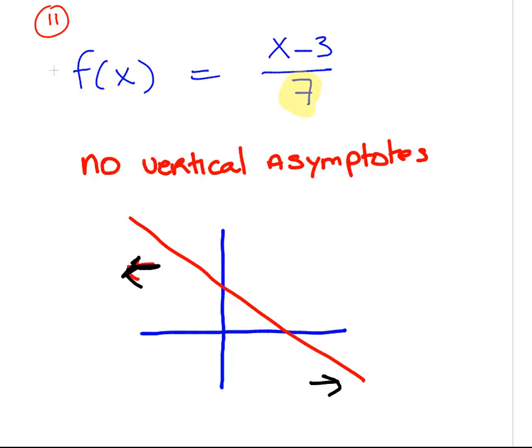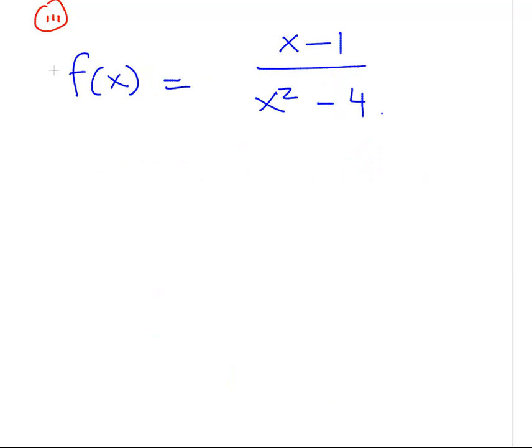Okay, now. So that's a case where we have no vertical asymptotes, but you could also have a case where there are two vertical asymptotes. Okay, so this is a case where we have two vertical asymptotes. Essentially what we're going to do here is set the denominator, x squared minus 4, equal to 0. That's the denominator of that function.